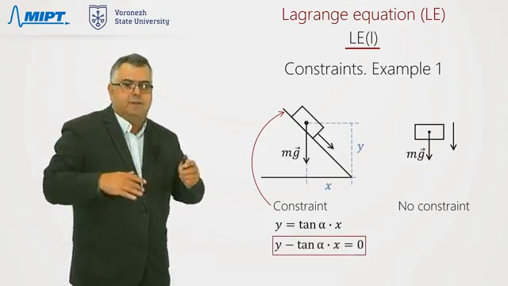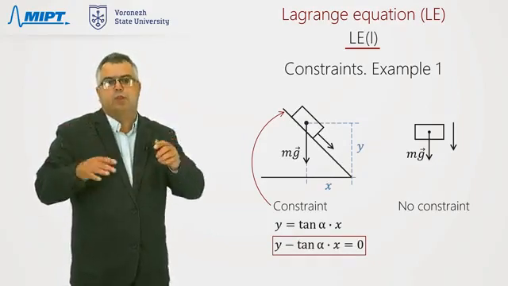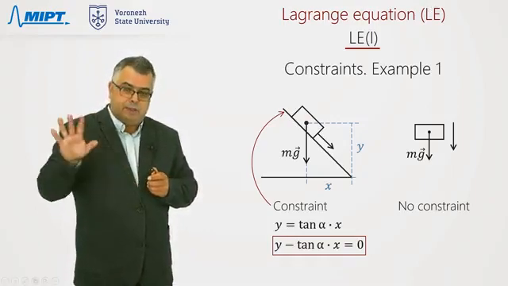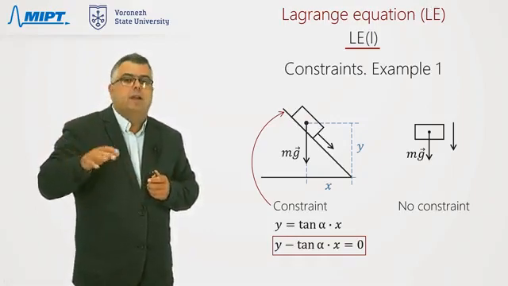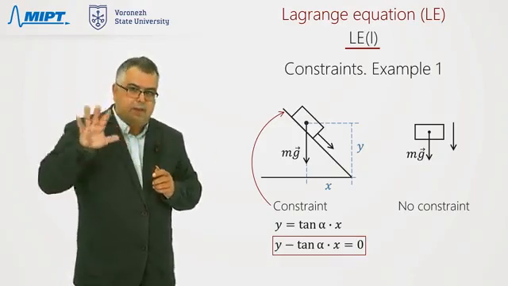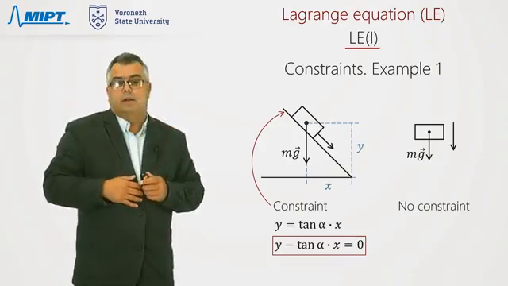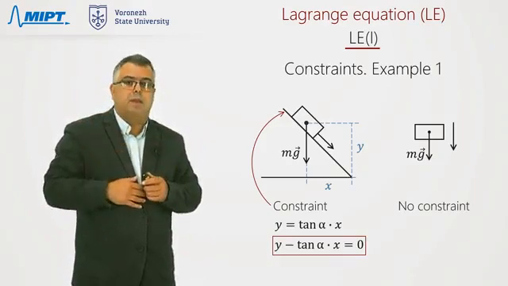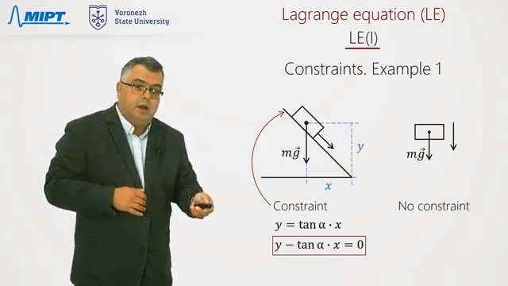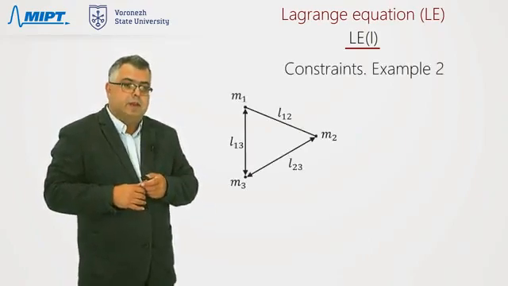So in general, a constraint is some limitation on the motion of our mechanical system. That can be a limitation on position in space, a limitation on velocity, and if we know the constraint for velocity and for space, then we can obtain some constraint for acceleration. So let's move to the second example.